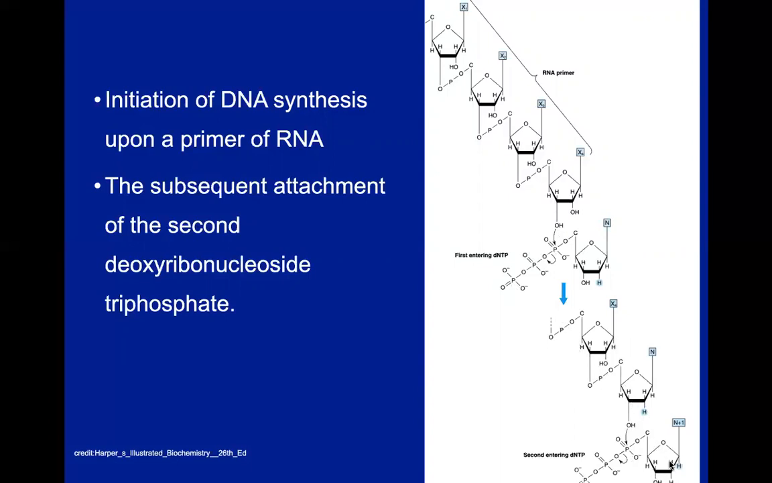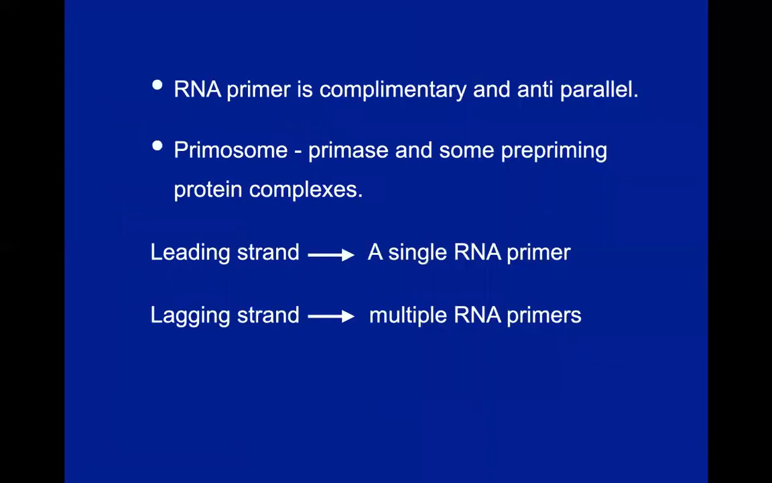Then another nucleotide will come, and the same reaction proceeds. This is how DNA polymerase adds on the nucleotides to the newly synthesizing DNA. The RNA primer is complementary and anti-parallel. We have already seen in the structure of DNA, the two strands are anti-parallel to each other. One strand is 5' to 3' and another strand is 3' to 5'.